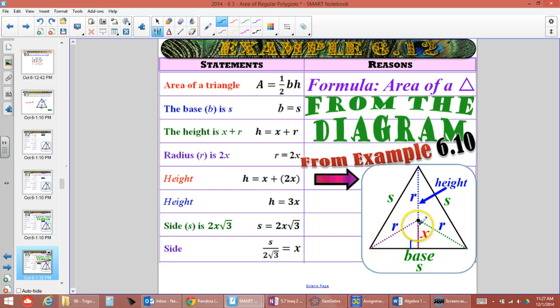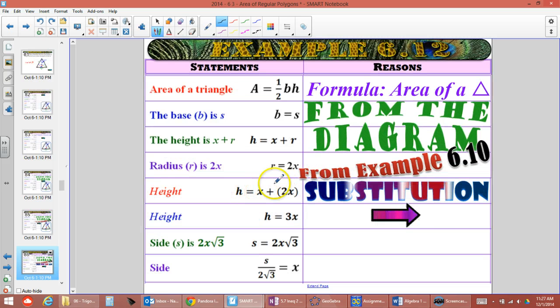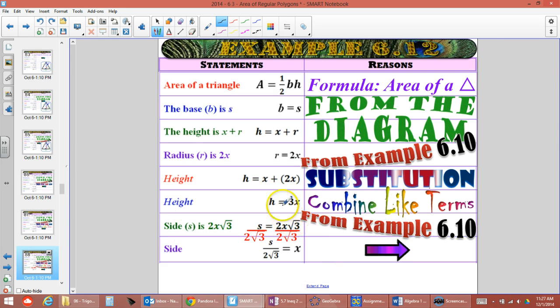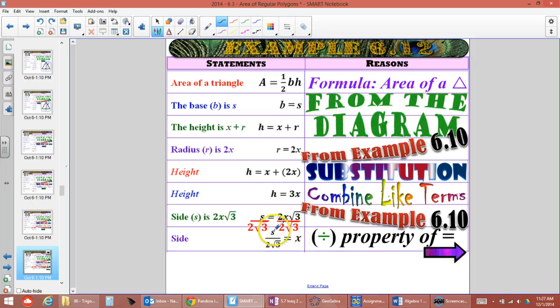Remember how we had the 30, 60, 90 triangle? This was x, this was 2x. So now if I plug that into my equation, I have x plus 2x. Well, that's just 3x. My height is 3x, and my side length is 2x root 3. But what if I want to solve for x? Then I divide the 2 root 3 over, and I say x is equal to s over 2 root 3.